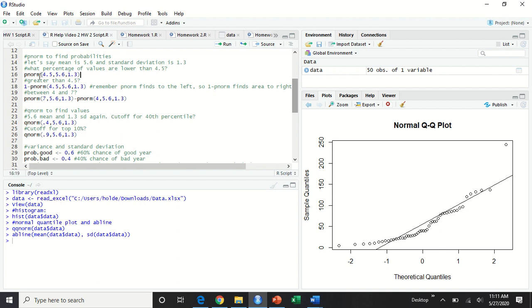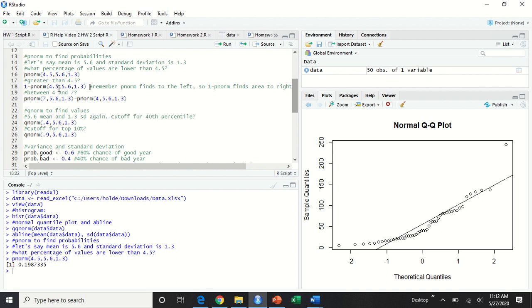To do this, put in pnorm, the value, the mean, and then the standard deviation. Run it, and this means about 19.87% of values are lower than 4.5. Remember, pnorm finds the area to the left, which is suitable in this instance because we're finding the values lower than 4.5. What if we wanted to find the values greater than 4.5?